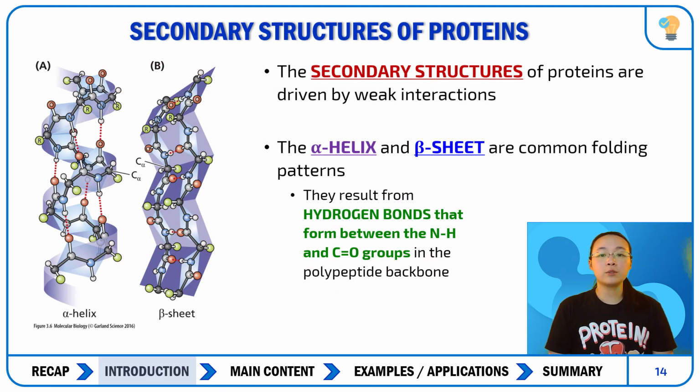Now let's move on to what happens after a protein folds. It goes into its secondary structures. So you've probably learned about alpha helices and beta sheets. These basically result from hydrogen bonds that form between the amino and carboxyl groups in the polypeptide backbone. On the left, you can see an alpha helix, while on the right, you see a beta sheet. So we're going to take a look at each of these individually for the next few slides.